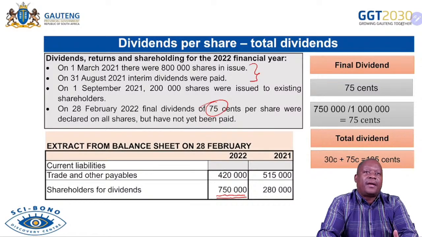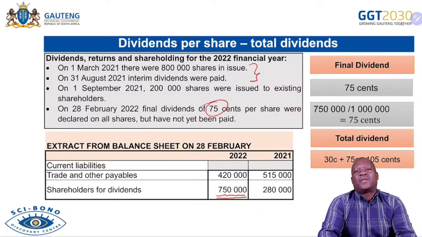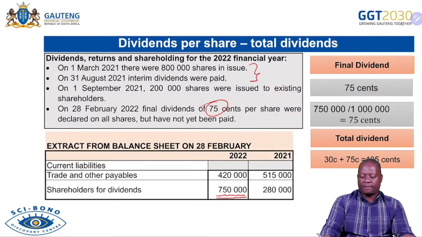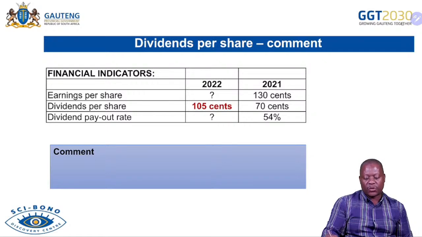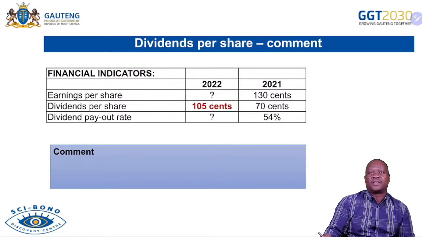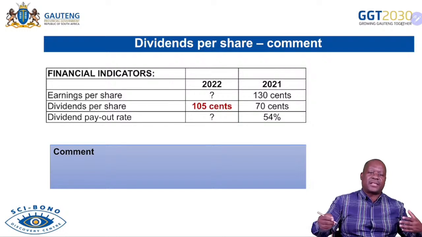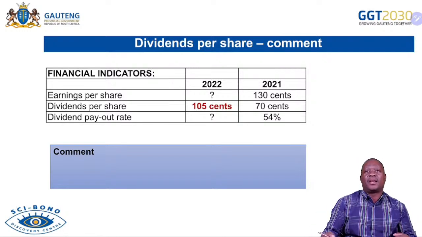That's the reason why in that formula there is always times 100, because we are supposed to remember there are always 100 cents in a rand. Now let's look into the information as we are given. Now let's assume there was a need for us to comment on this. What are we going to say?